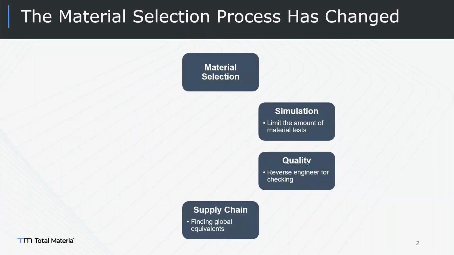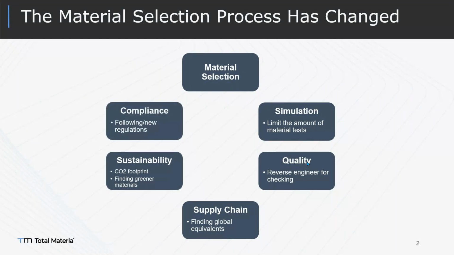Supply chain: making sure that the materials you are choosing are even available to be purchased, but also being able to find equivalents around the world. There are over 80 standard organizations within the materials industry, so it's always quite difficult to match all the different designations in different countries.